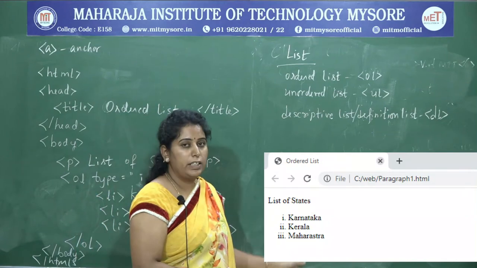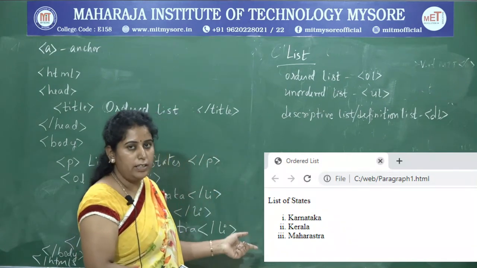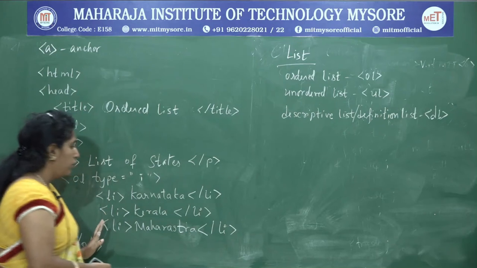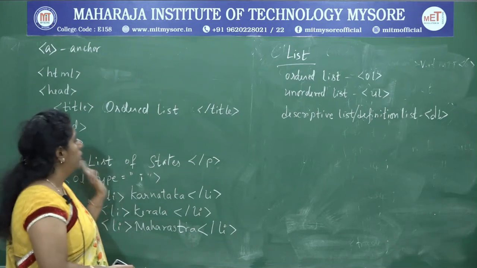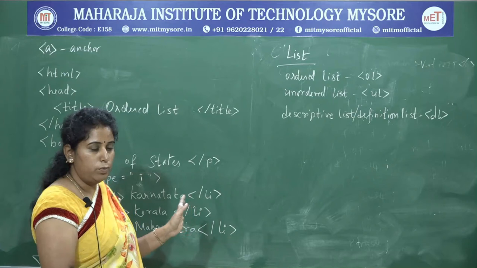Finally, check the output. There is a difference, right? It is in the lowercase literals. Yes. So this is how you can make use of an ordered list to list the items.